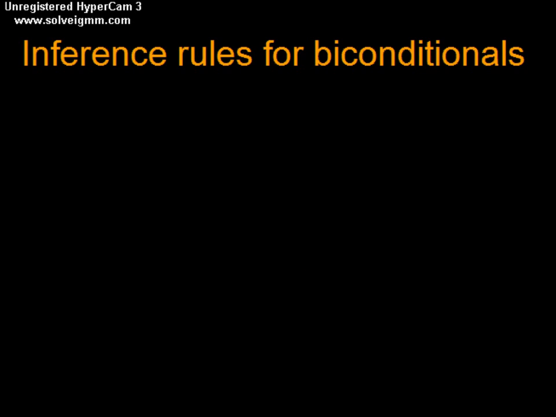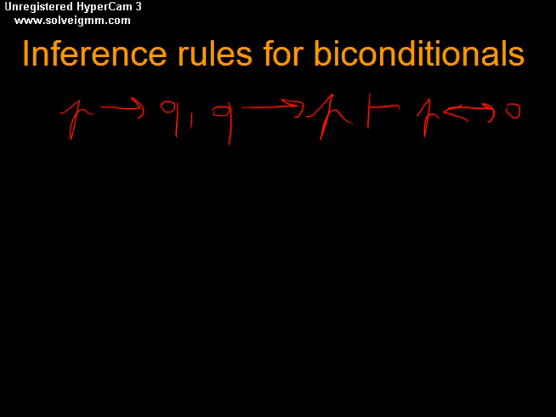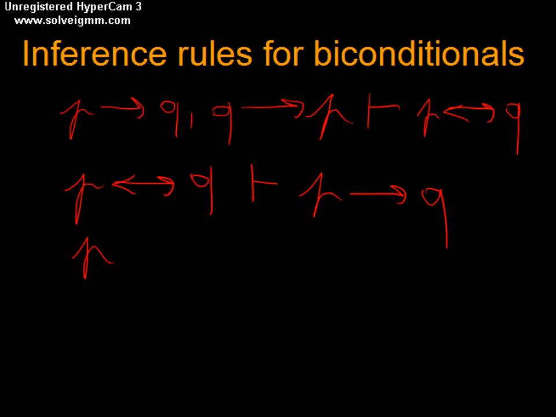Finally, we give the inference rules for biconditionals. These are all very straightforward. Now, to introduce a biconditional, it can be done as follows. From P implies Q, and from Q implies P, we can always infer P if and only if Q. To eliminate a biconditional, from P if and only if Q, we can of course always infer that P implies Q, and also from P if and only if Q, we can always infer that Q implies P.